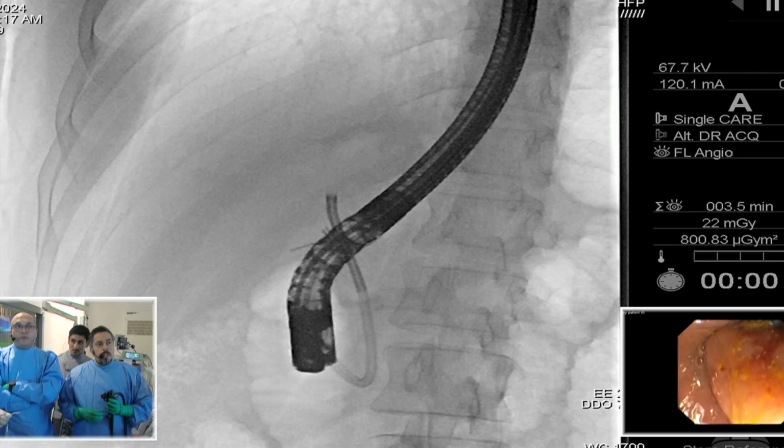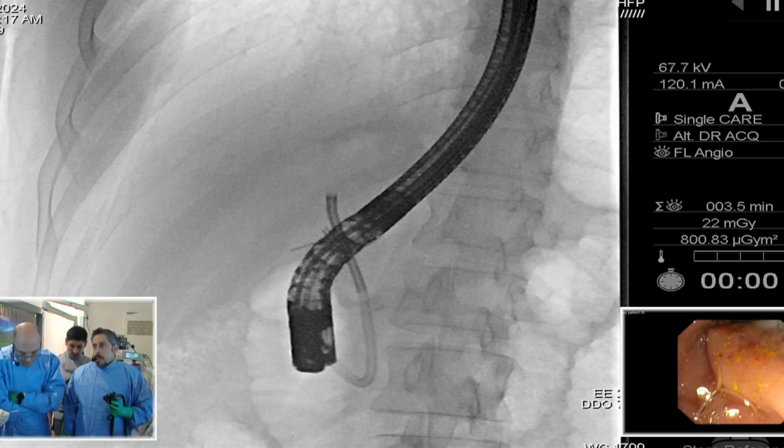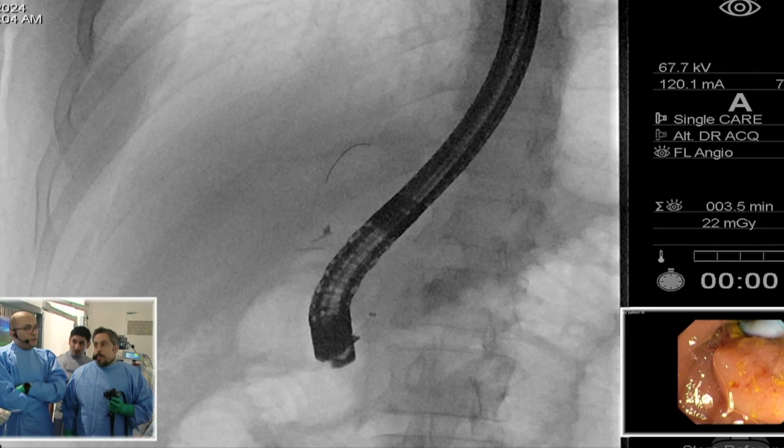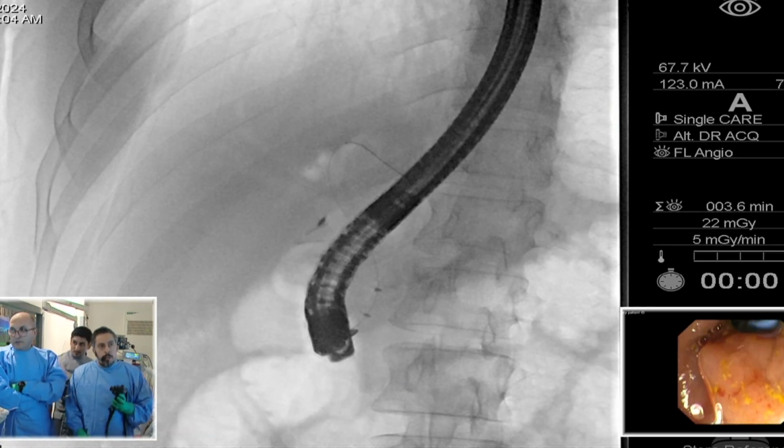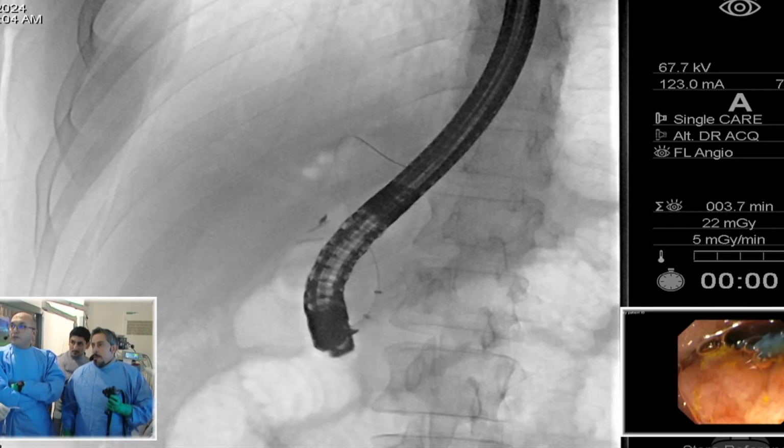You're absolutely right. So we'll try to clear the duct with cholangiogram. I don't know if you guys have time or you want to go to another case, but we'll sweep the duct, we'll put a stent, and that's it.